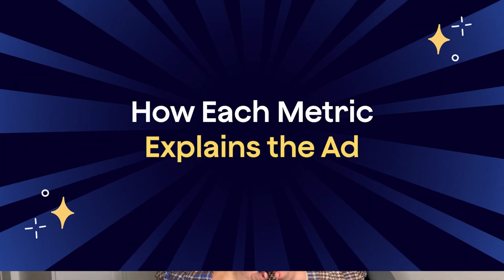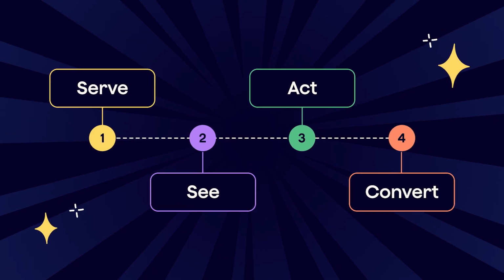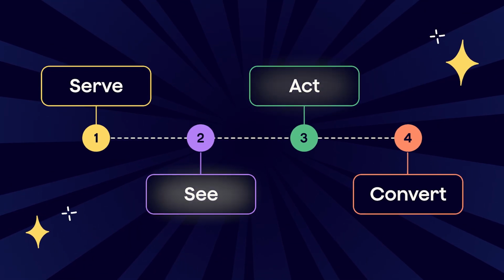Let me show you. Every ad, no matter the platform, format, or budget, follows the same simple journey. First, the ad has to be delivered, then it has to be seen, then someone has to react to it, and only then can it create a result. Think of it as 4 steps: serve, see, act, and convert. Every metric you see in any ad platform fits into exactly one of these stages. If you know which stage is broken, you know exactly what to fix. If you don't, you end up optimizing random numbers and hoping for the best. So let's walk through this journey step by step.